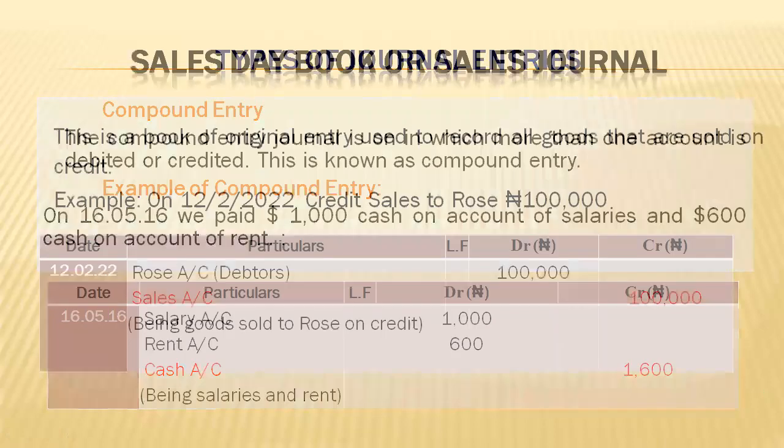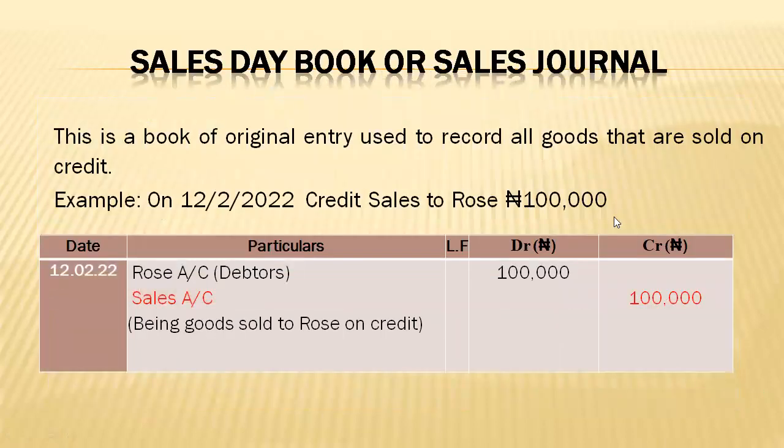So let's continue. The next one, we are going to be looking at the sales day book or the sales journal. This is a book of original entry used to record all goods that are sold on credit. I've said that before. Any goods that are sold on credit will be recorded in the sales day book or the sales journal.